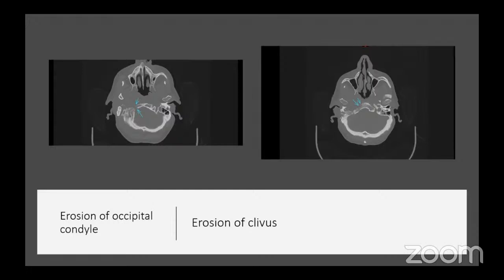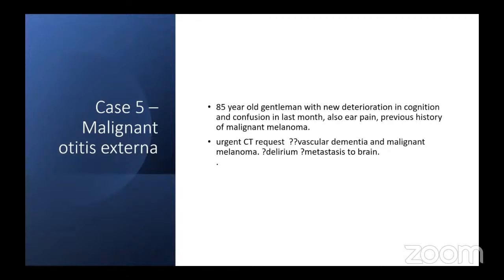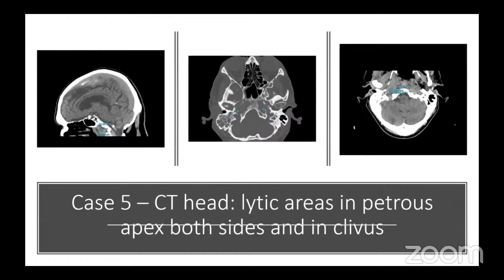Another patient, 85-year-old gentleman, presented to geriatric ward with deterioration in cognition function. He had previous history of malignant melanoma, therefore brain mets were suspected, and CT head was organized by them, which did show fullness in the nasopharynx with necrotic focus and also irregular margins of the clivus suggestive of a lytic lesion.